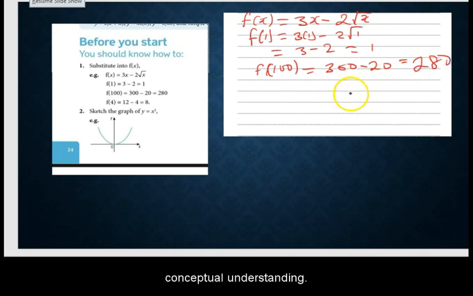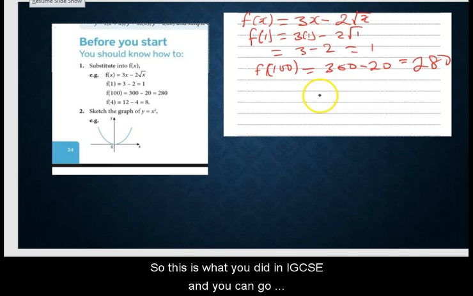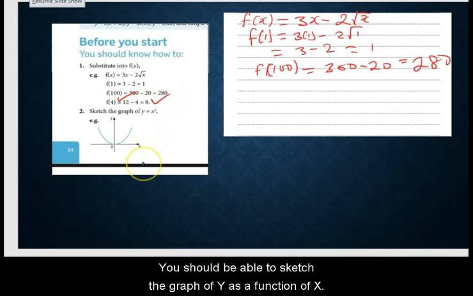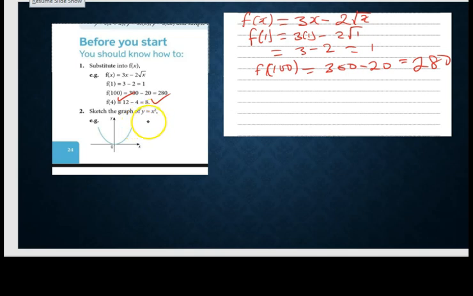Conceptual understanding. So this is what you did in IGCSE. And you can go ahead and substitute f of 4. You will get 8. Again, you should be able to sketch the graph of y as a function of x. So it is y equals x squared. And you will get this as your graph. Conceptual understanding. IGCSE.